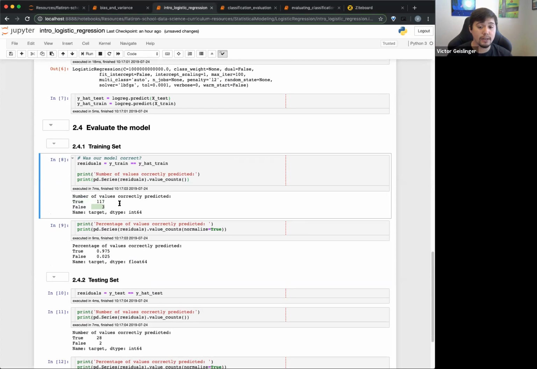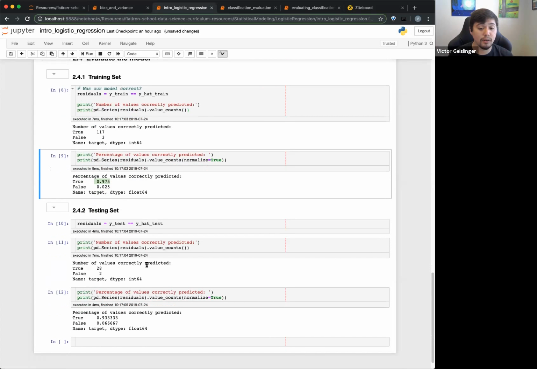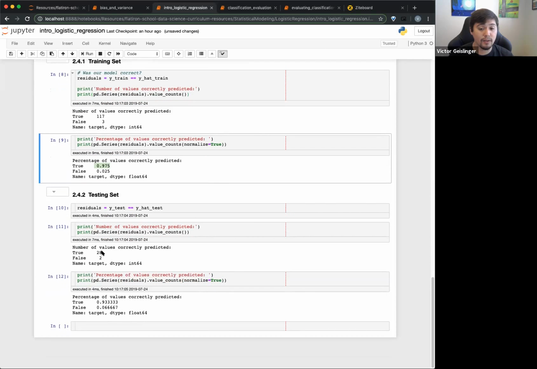We actually got 117 out of 120 correct, which is about 97% correctly predicted, right? And that's just for the training set. So our testing probably is not going to do as well as our training set. And we can see here we have about 28 out of 30, which is still pretty good considering we only have 3 wrong here. That ends up being about 93% correctly identified.